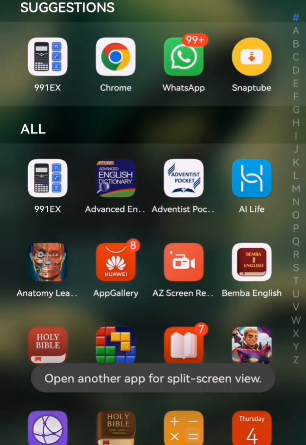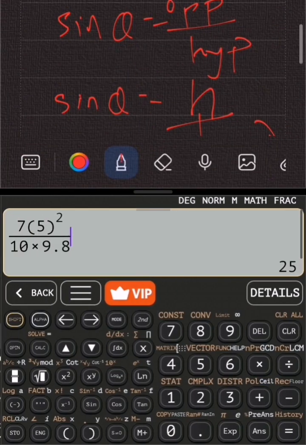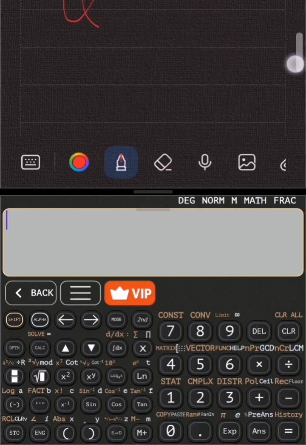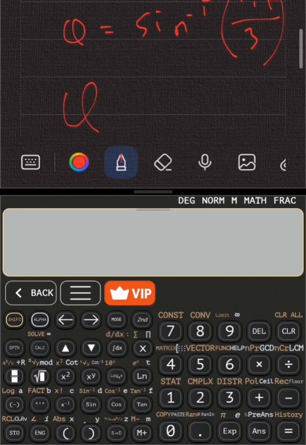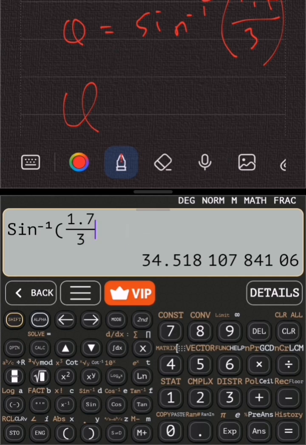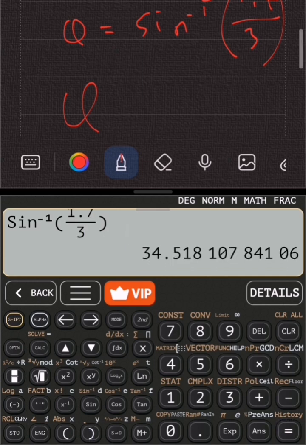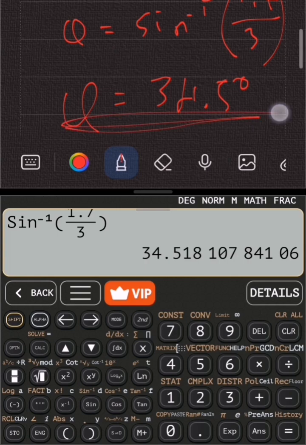Let me see if I can do it. Shift, sine inverse of 1.7 over 3. So something like that. It's supposed to be 34.5 degrees, something like that. So this is your answer.